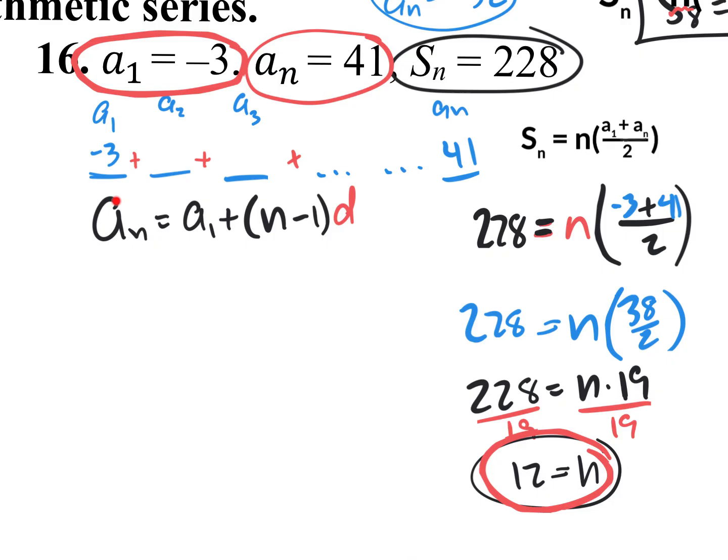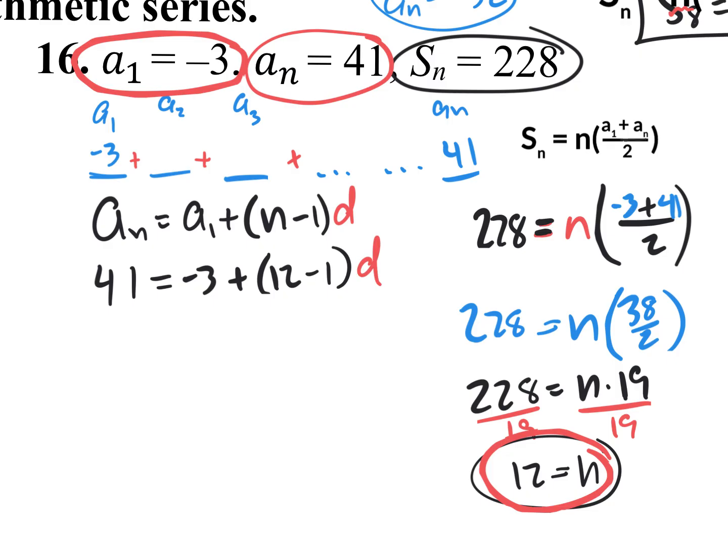Now the question is, do we know a sub n? The answer is yes. They gave it to us. What is a sub n? 41. So we're going to put a 41 right there, equals, do we know a sub 1? Yes, it's negative 3, plus n minus 1. Do we know n? N is 12. We just figured that out. So we have 12 minus 1, and we don't know d. But because we know everything else, we'll be able to solve for d.